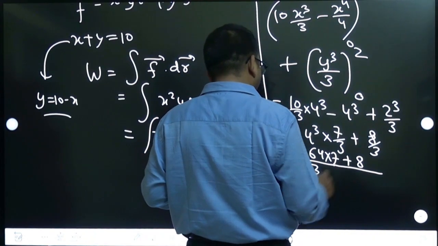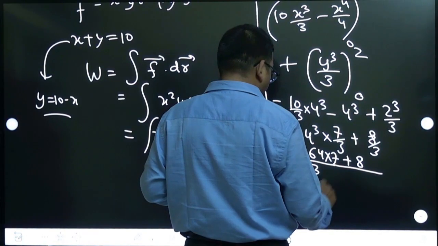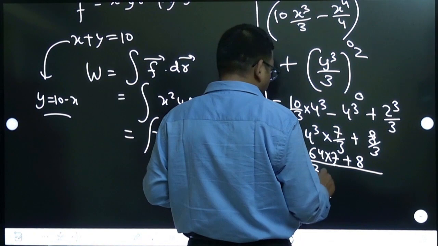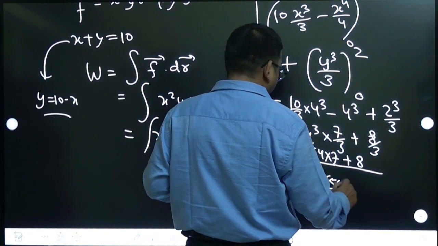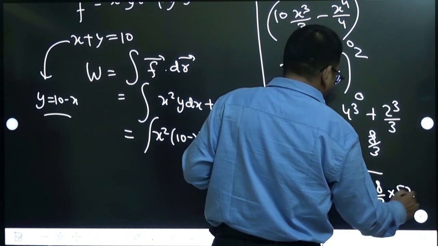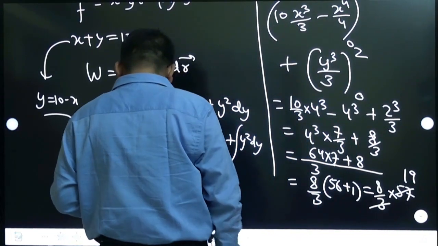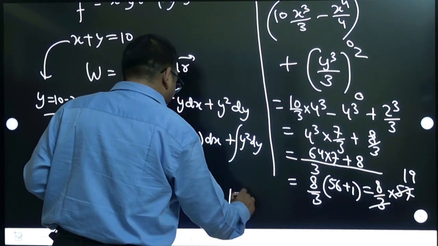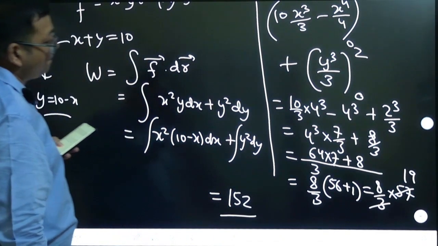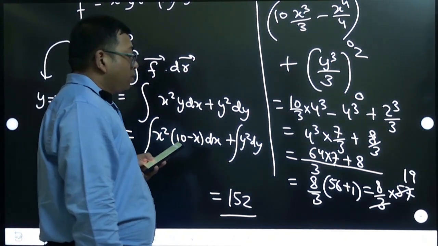Correct. Calculate, take 8 as common if you want. So 8 into 7 is 56, plus 1, 57. So 8 by 3 into 57. This will cancel by 19. Correct. So check the answer, 152. Correct.